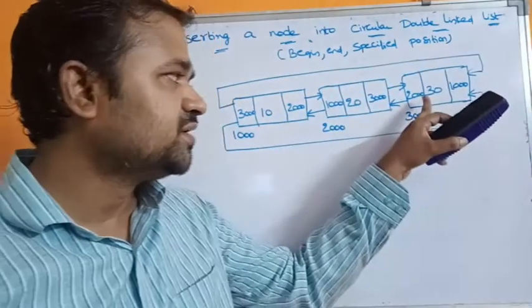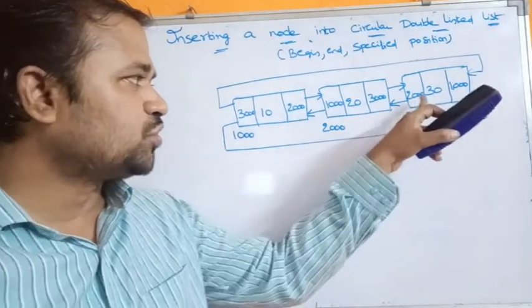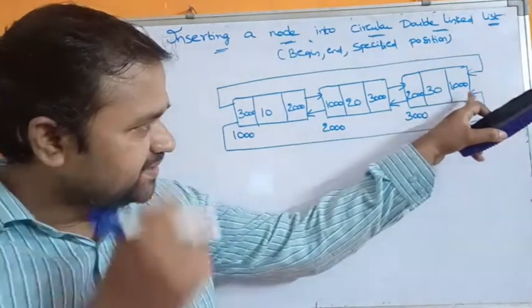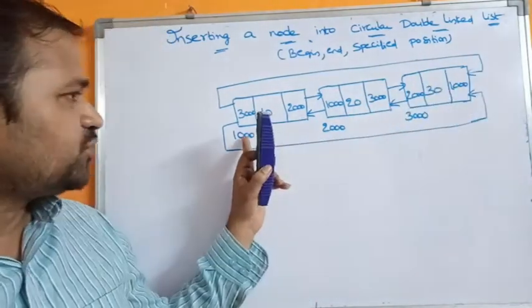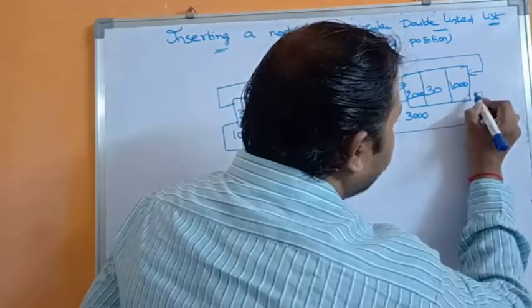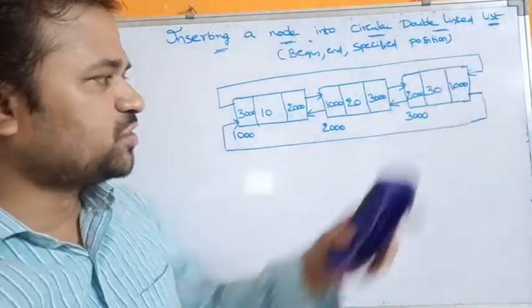This is last node. The last node previous field contains address of its previous node, that is 2000, so that a link will be formed like this. Let the data of this node is 30. The last node next field contains address of the first node. What is the first node address? 1000 here. So if you store 1000 here, then a link will be formed like this. So arrow will be towards 1000 because we store 1000 here.